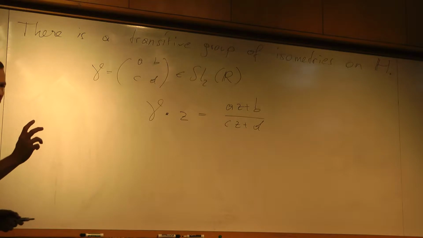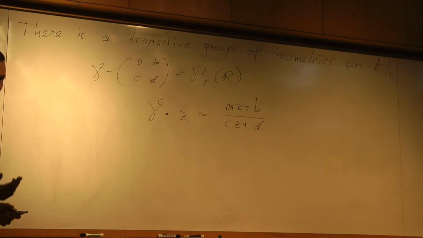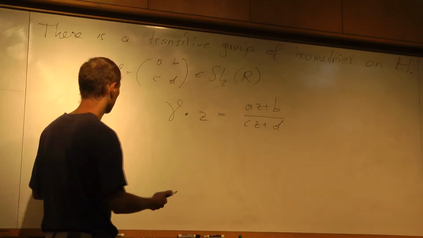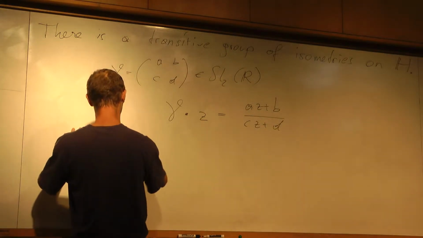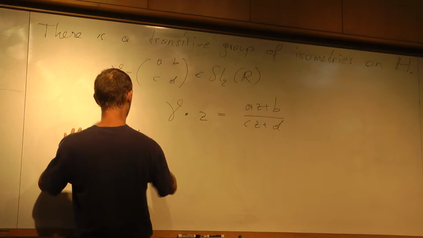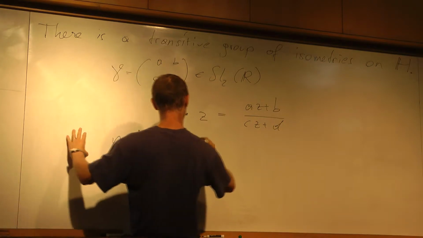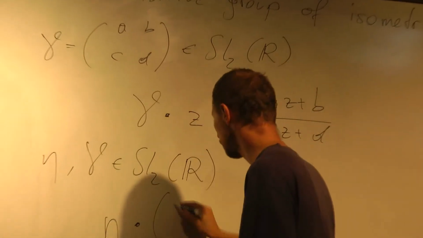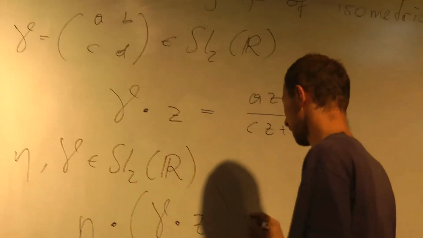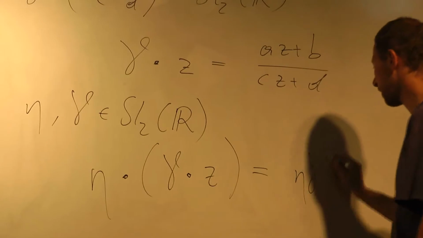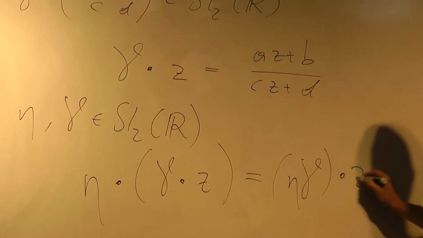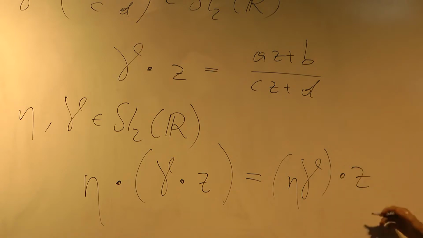Let me tell you briefly why it's an action. What do I mean by it's an action? That's the first question. If I have two matrices, eta and gamma in SL2R, then I could look at eta applied to gamma applied to Z, or I could look at eta multiplied by gamma and then applied to Z. And they're the same. That's what I mean by I have an action.